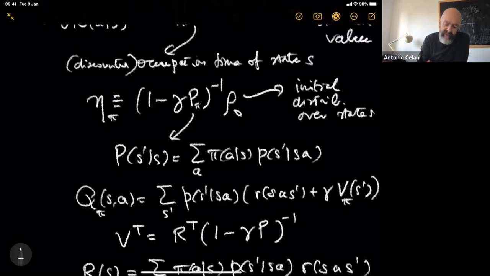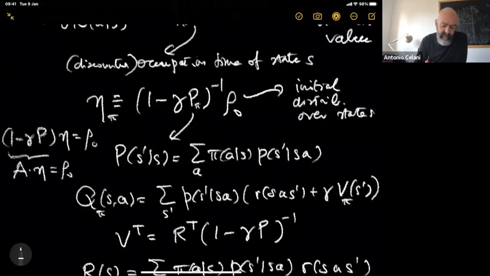The fact that this is a linear equation, you just realize because this is equivalent to (1 minus gamma P) times eta equals rho naught. So this can be written as a linear equation of the form matrix capital A times eta equals rho naught. So you just have to solve a linear problem here.